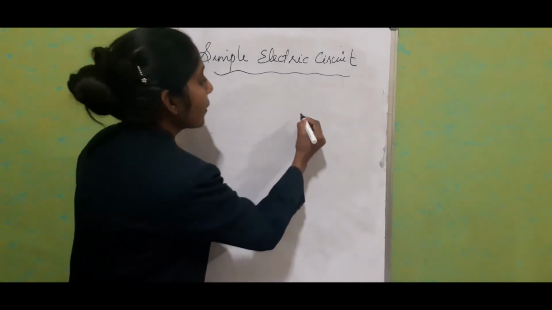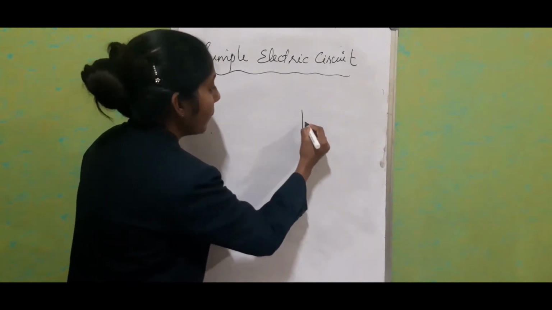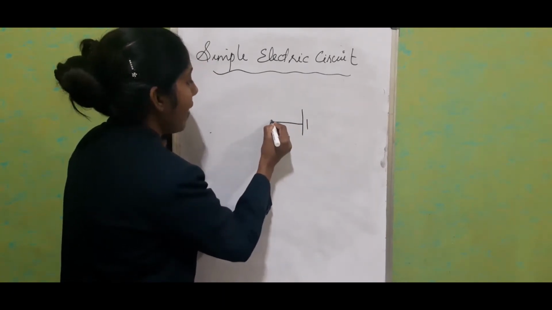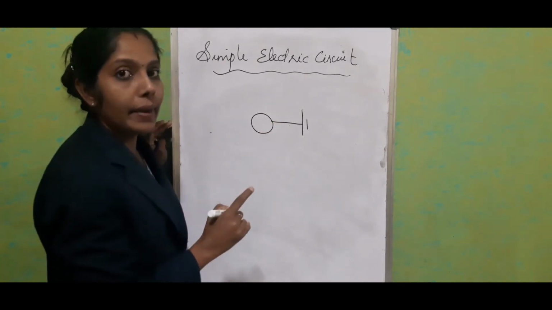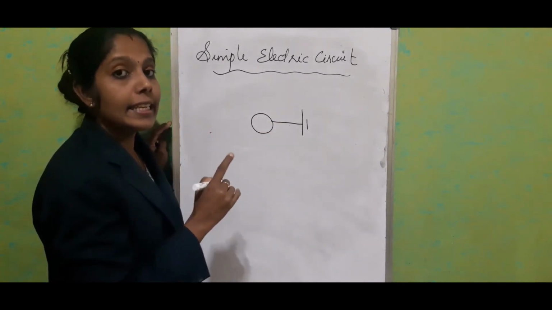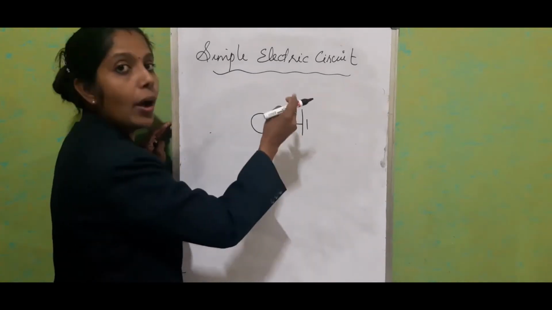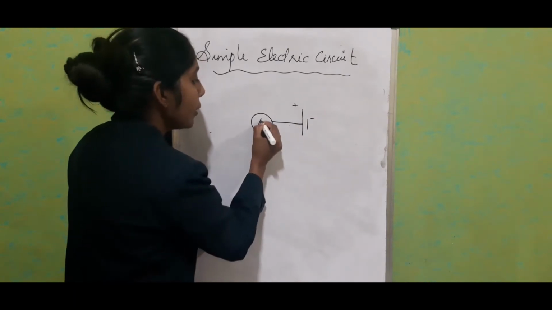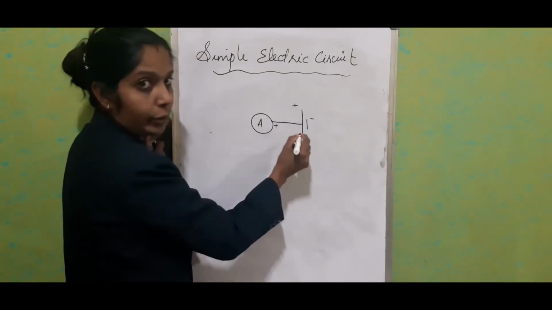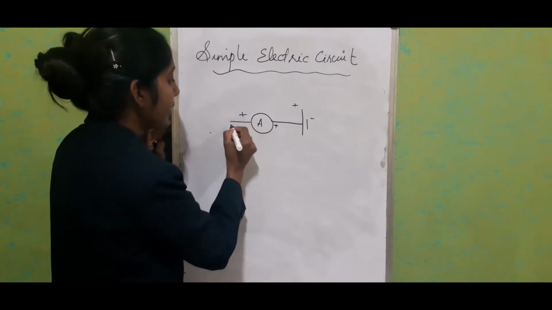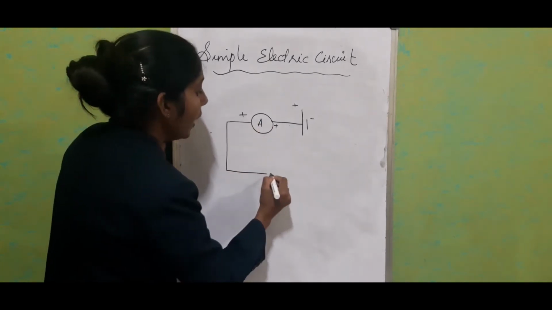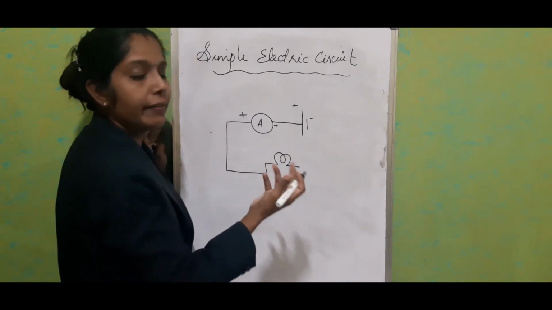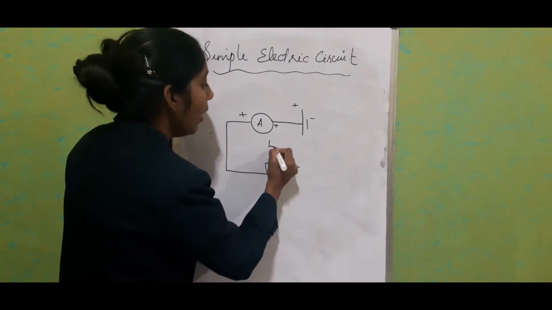Let us see. First we are starting with a cell. Then we have an ammeter. We always know that an ammeter should be connected in series in the circuit. Series means one component after another. This is plus and this is minus. So the ammeter plus should be connected to the plus. Then the negative side we have to connect to a load. I'm just using a bulb here; you can connect a fan, bulb or anything. And this is our load.